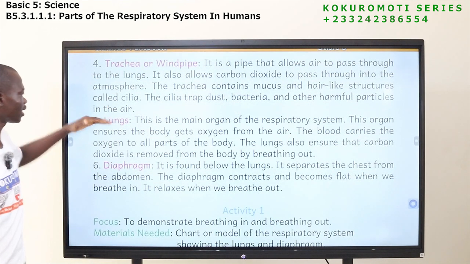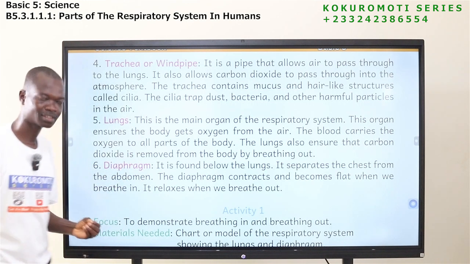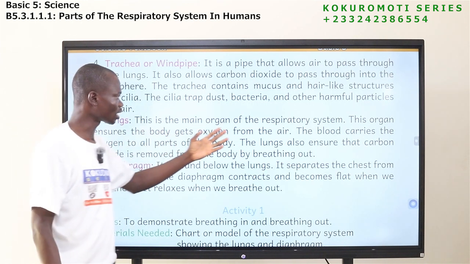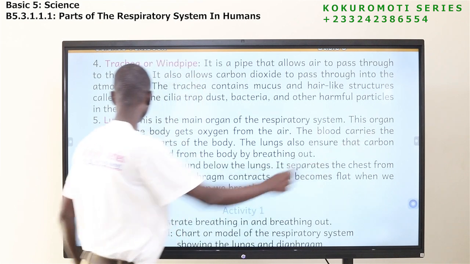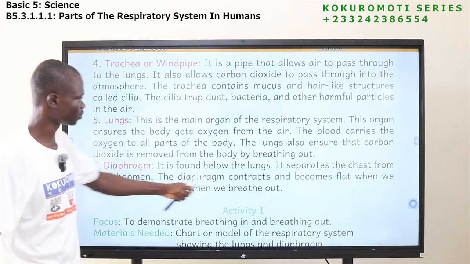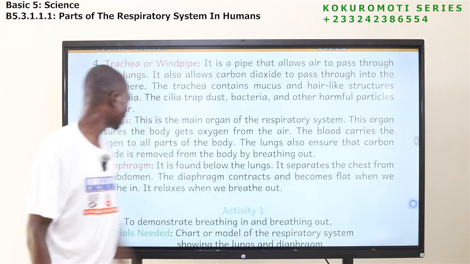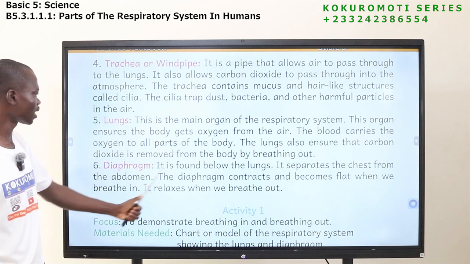Okay, now here is the lung or the lungs. This is the main organ of the respiratory system. This organ ensures the body gets oxygen from the air. The blood carries the oxygen to all parts of the body.